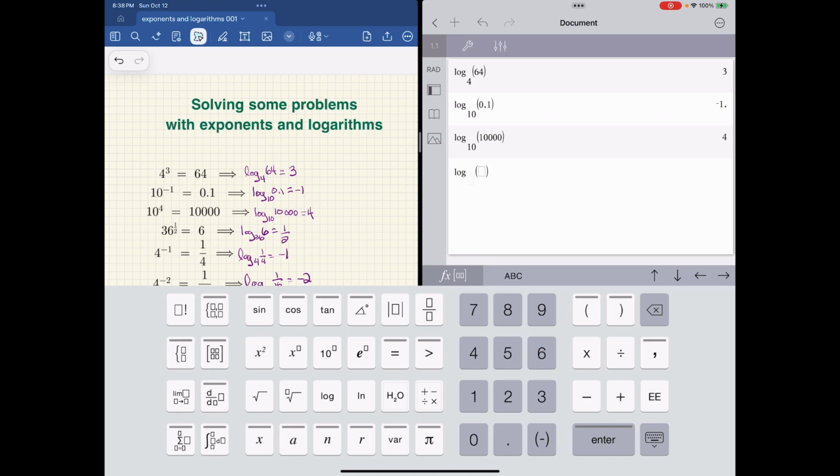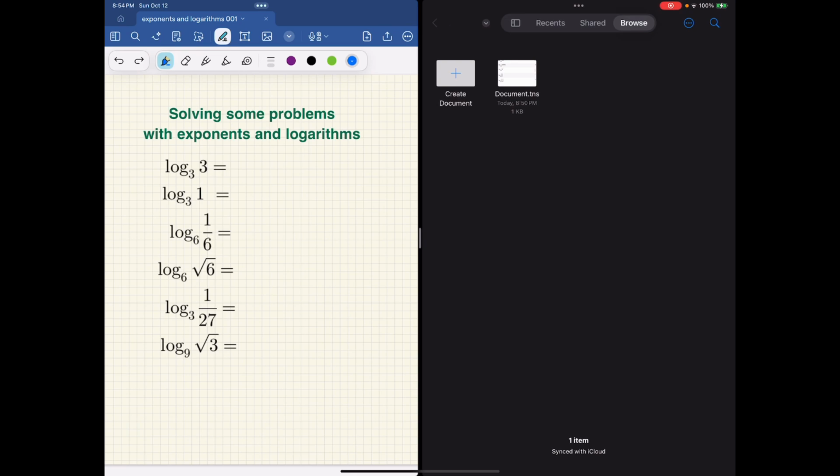Then we will look at log base 36 of 6 and see that it does equal 1/2. Then we will look at log base 4 of 1/4 and see that it does in fact equal -1. Then finally we'll look at log base 4 of 1/16 and see it does in fact equal -2. Now we'll do just a few more problems.